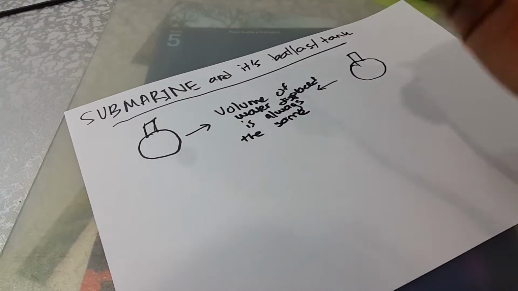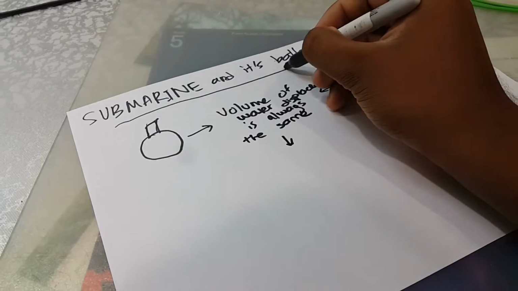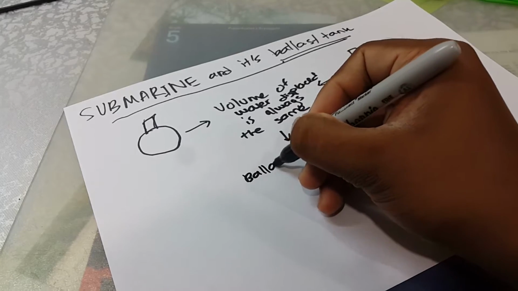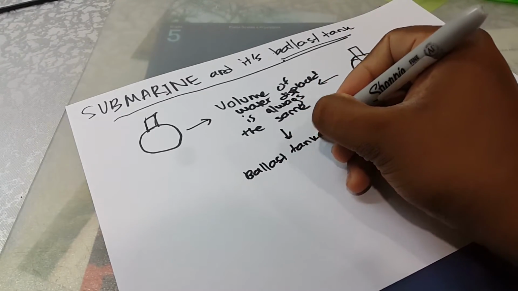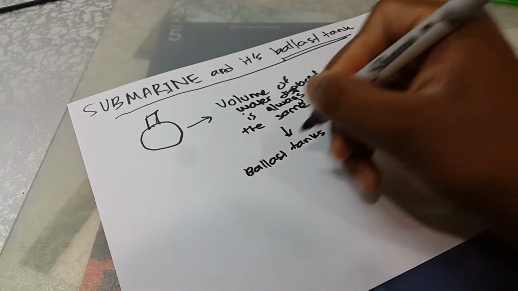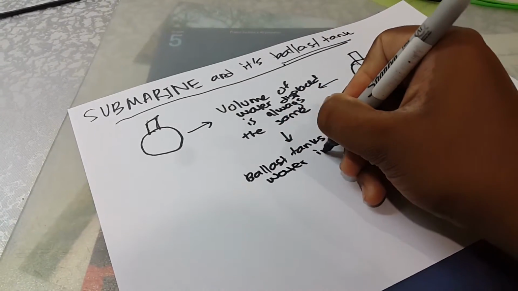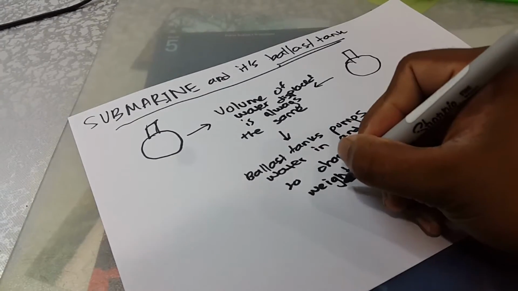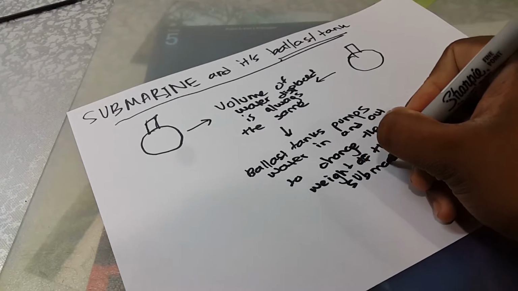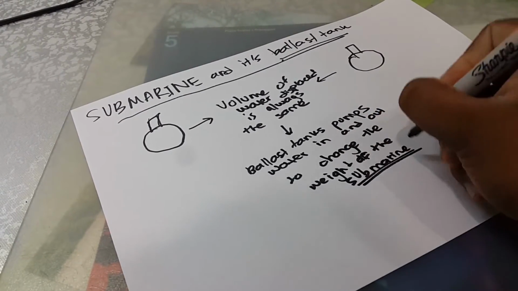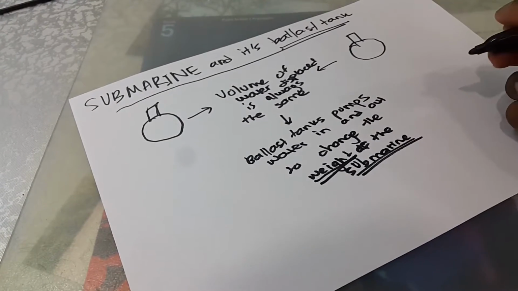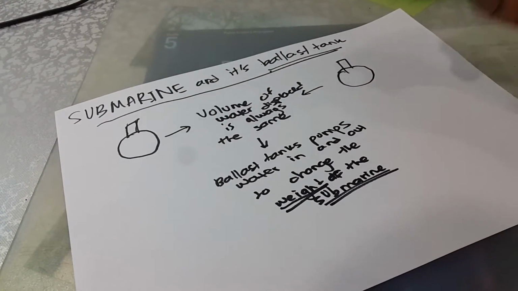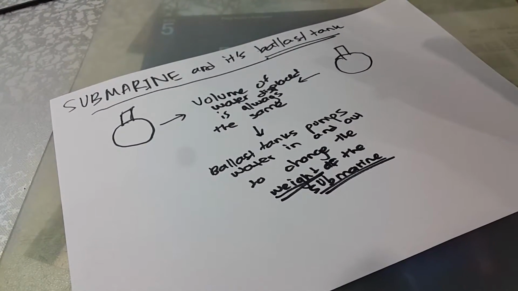The thing that the ballast tank does is pump water in and out to change the weight of the submarine. The important word is the weight. Okay? So the volume is always the same, but it changes the weight of the whole thing.